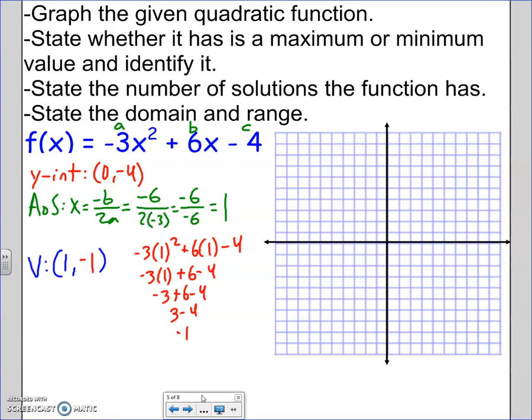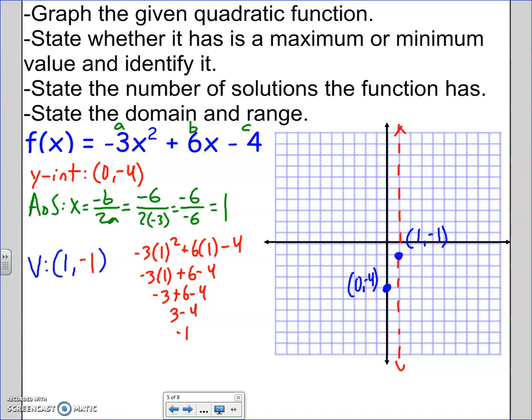Alright, with that I can actually graph the picture. So let's graph the points we know. We know the y-intercept is (0, -4). So 0, 1, 2, 3, 4. So that is (0, -4). Then we have the axis of symmetry, x equals 1. I'm going to draw a dotted line there. Alright. Now our vertex is on there. We have (1, -1). So right here, this is our vertex. That's (1, -1).